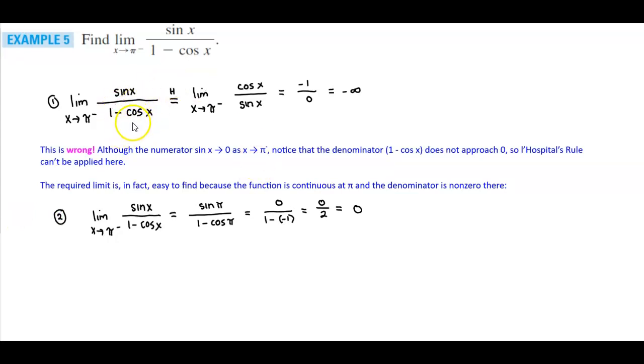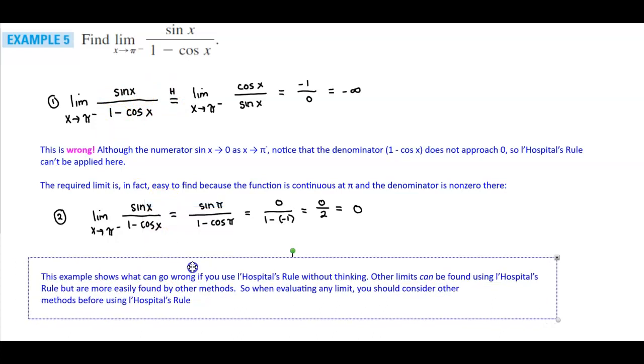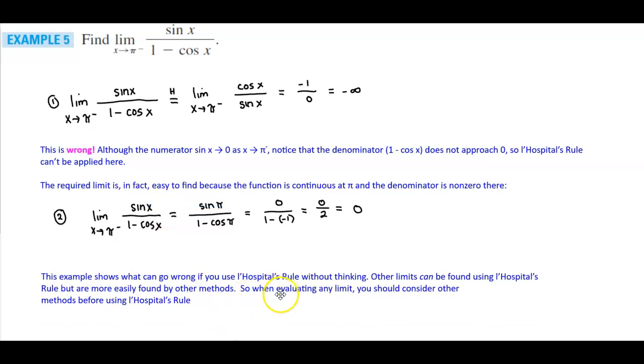The moral of this is that L'Hopital's rule is great, but you don't want to get in the habit of using it every single time. The reason is that this example shows what can go wrong if you use L'Hopital's rule without looking at the problem and thinking. Other limits can be found using L'Hopital's rule, but are more easily found by other methods. So when evaluating any limit, you should consider other methods before using L'Hopital's rule.